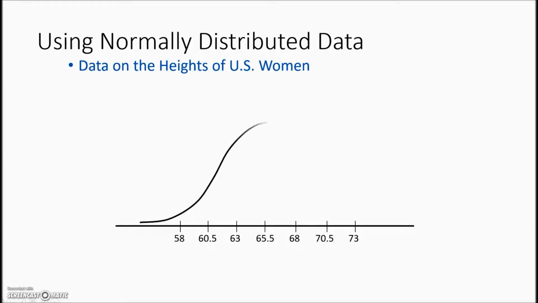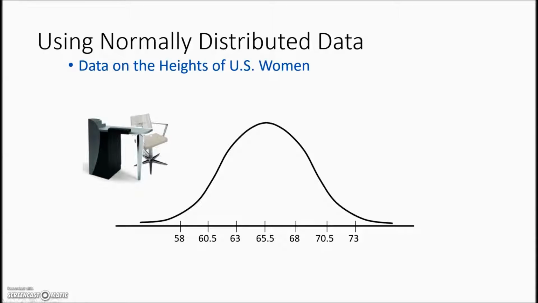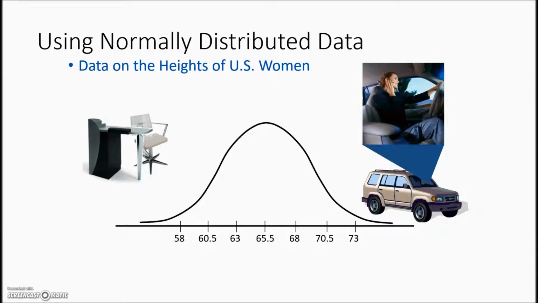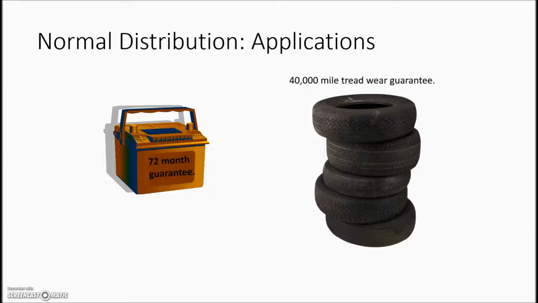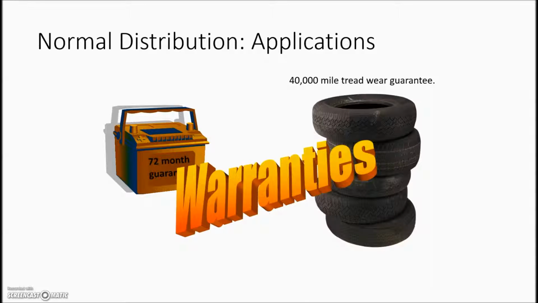Here we have the heights of women in the United States, and manufacturers can use that to help them build and design equipment, cars, desks, and so on based on the size of the average woman in the United States. Manufacturers can also use that information to determine what kind of warranty they will extend and their expectation of what they might possibly have to pay out should the item not meet up to the warranty that they've set.